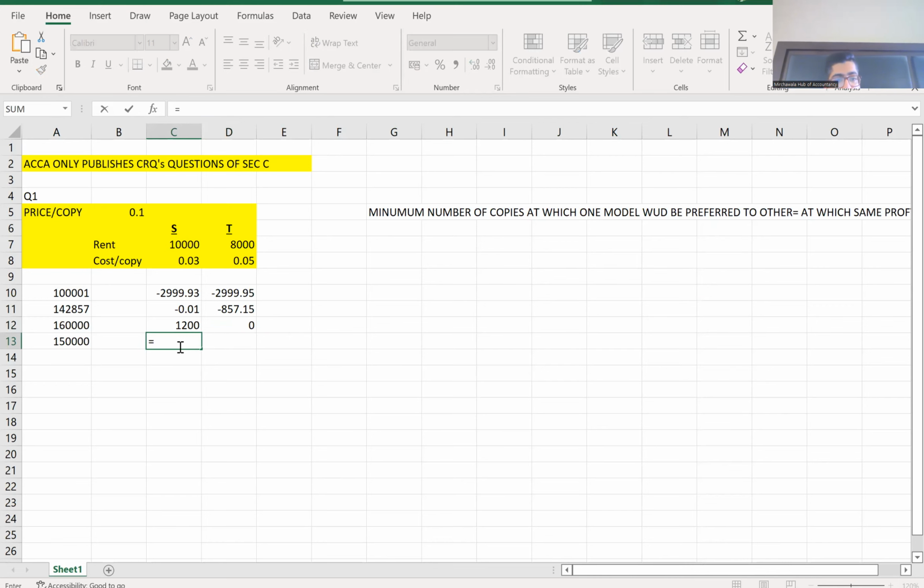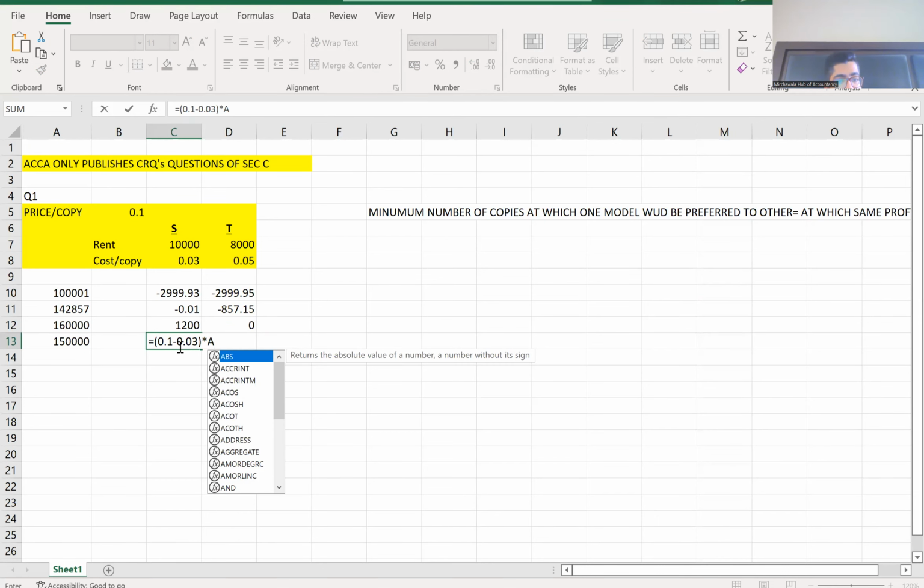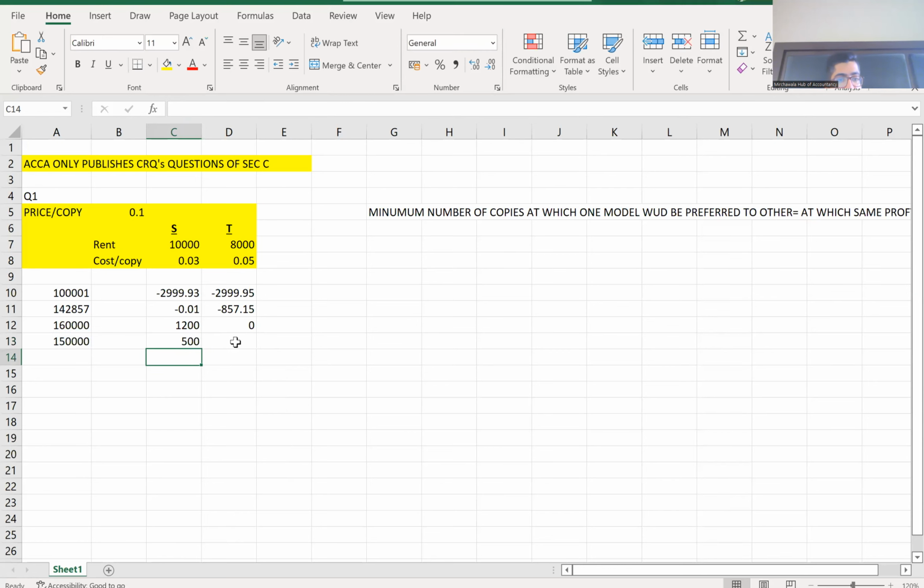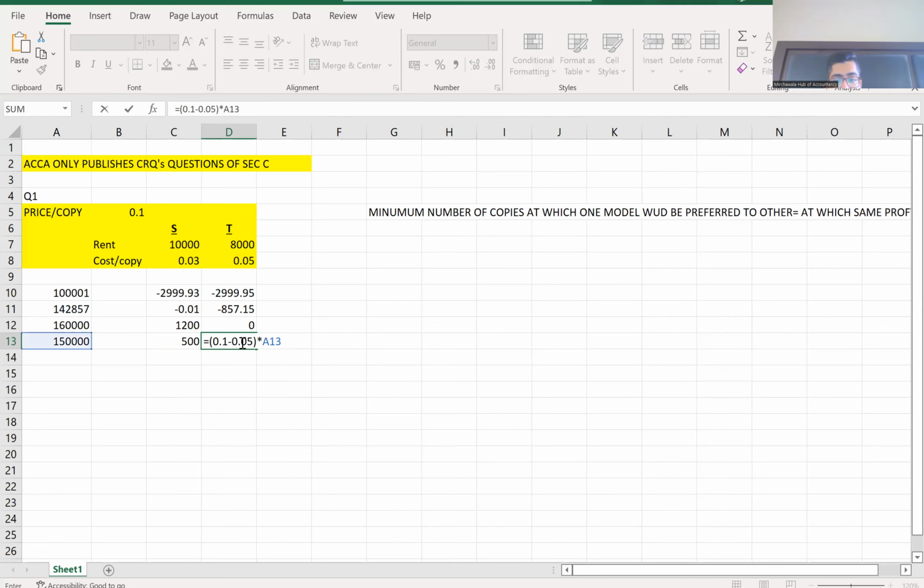And finally, on 150,000 copies, let's check S. 0.1 is the price. For S, cost will be 0.03 into 150,000 copies, minus rent of 10,000. 500 is the profit. And for T, 0.1 is the price, cost is 0.05 into 150,000 copies, minus rent, again not the same. 500 profit, 500 loss, positive and negative.